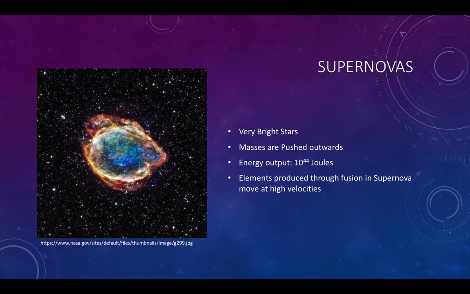Supernovas are very, very bright stars. This is what a supernova looks like from a telescope. Their masses are being pushed outward, so it's an explosion. And it has an energy output of 10 to the 44th power joules. This is also where nuclear fusion occurs. The elements produced through fusion in a supernova move at very high velocities, and so they're actually more energetic.